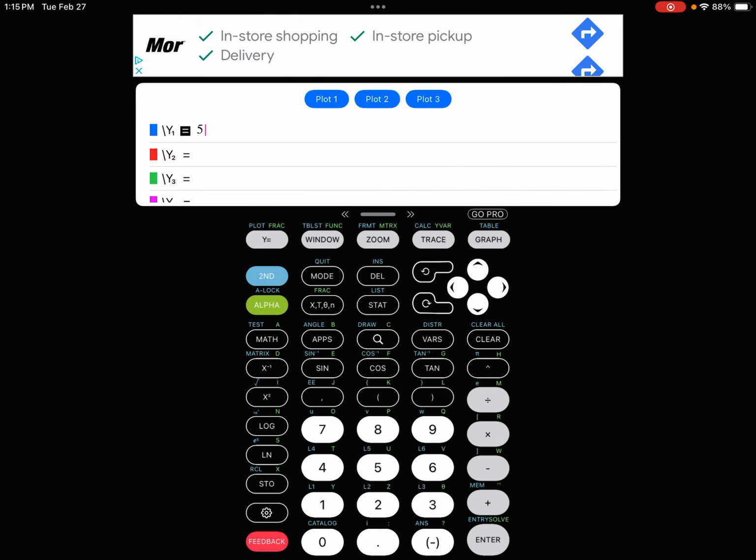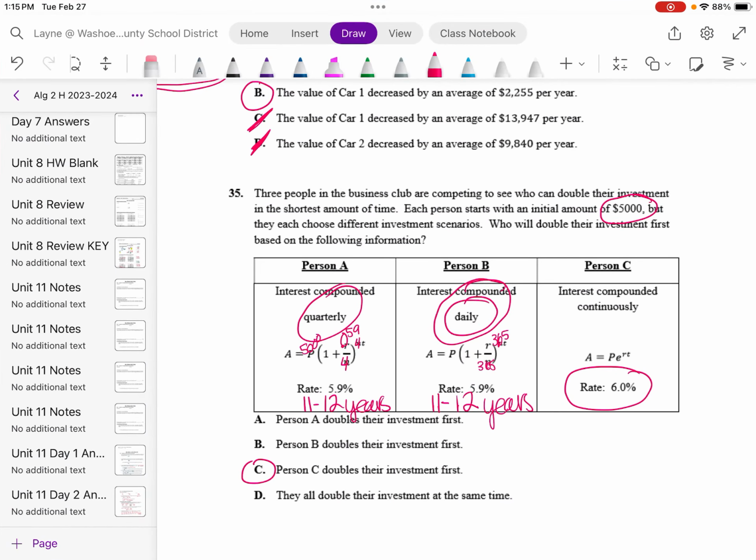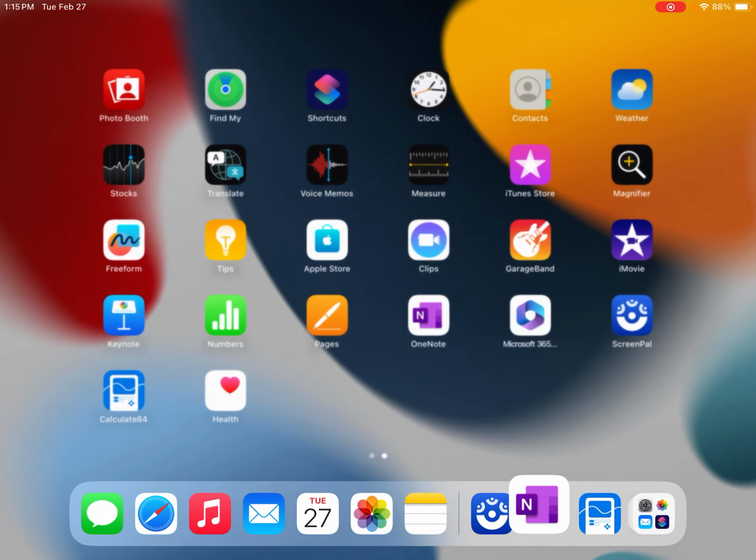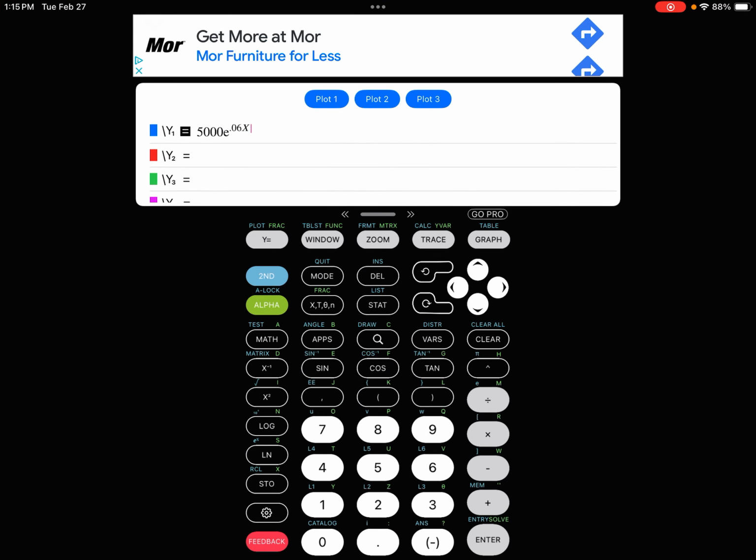This is now going to be 5,000 times E to the, it was supposed to be 6%, so 0.06 T, or X. I believe that's what it was, right? Yeah, 6%. So this is going to be 5,000, and the rate is 0.06, and again, we don't know the T. So we're going to put this into our table of points.